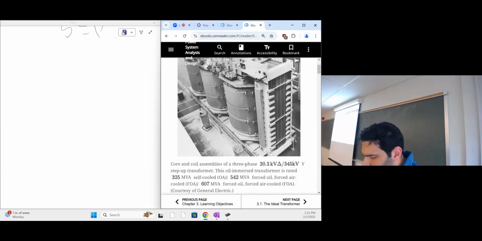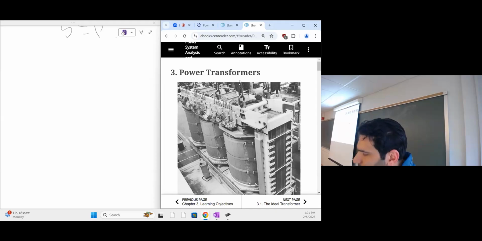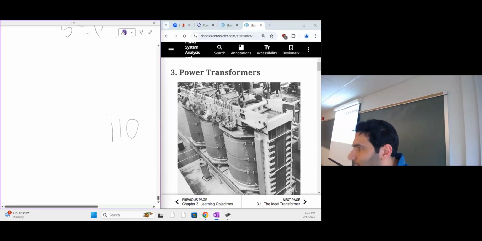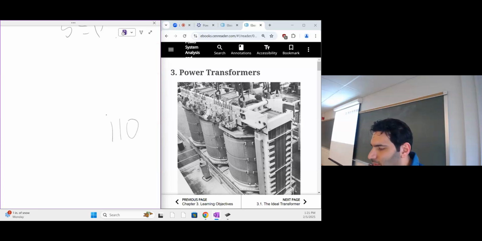So here we are talking about those large units in substations, where typically they would receive, let's say here in the US, a typical voltage of 110. But if I'm generating somewhere far in Arizona, where they have a lot of solar panels and stuff like that, let's say the generated voltage was around 4,000 volts.